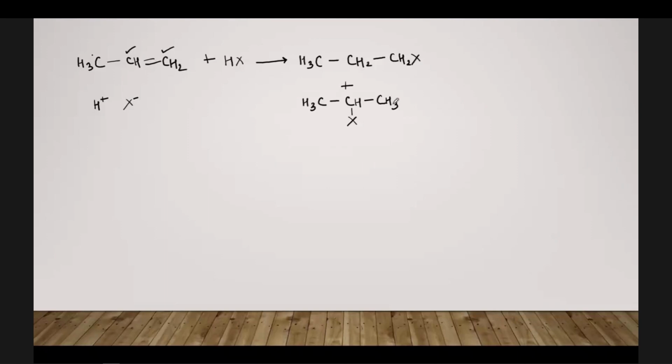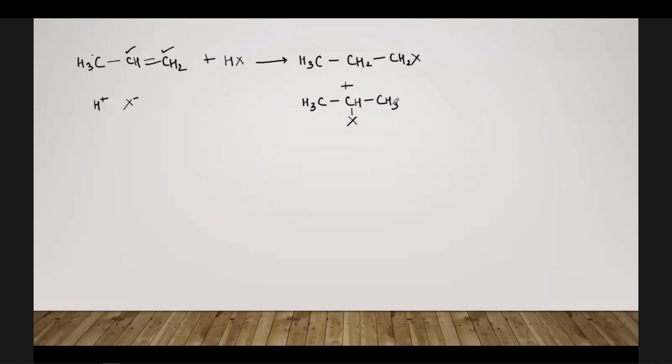Now if I ask you, suppose 1 mole of propene is reacted with 1 mole of HX, what will be the quantity or the amount of these products getting formed? Simply, looking from above, we can say 50% the first one and 50% the second one. That means 0.5 moles of the first one and 0.5 moles of the second one. But this is actually not the case.